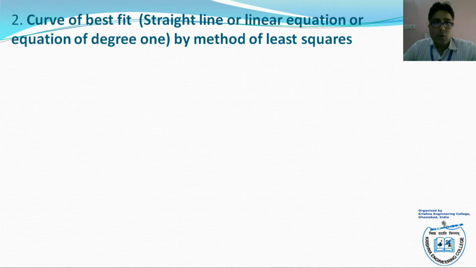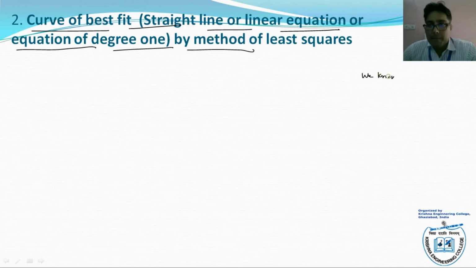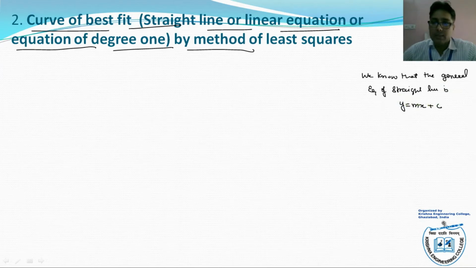Curve of best fit of the straight line by method of least square. Clear? By method of least square. We know that the general equation of a straight line is y = mx + c, where m is the slope of this line and c is the intercept cut from the y-axis. This is the general equation of a line.